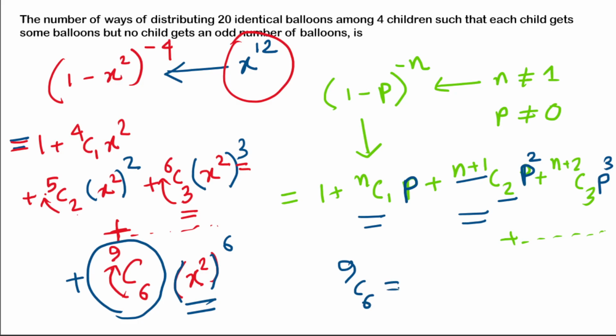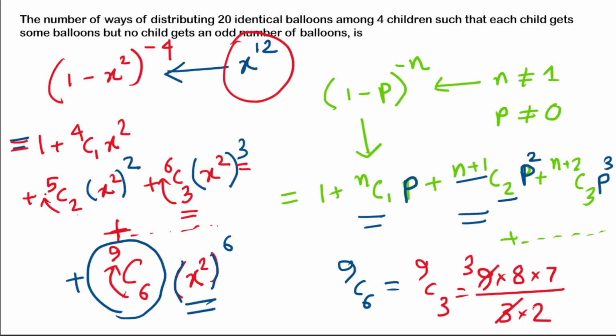You can write it in another way. Specifically, this is 9c3, and you can write this as 9 times 8 times 7 by 3 times 2. So simply you can write 3 3, this cancels off, this cancels off. This is 84, so this is the answer. This is how you solve this.